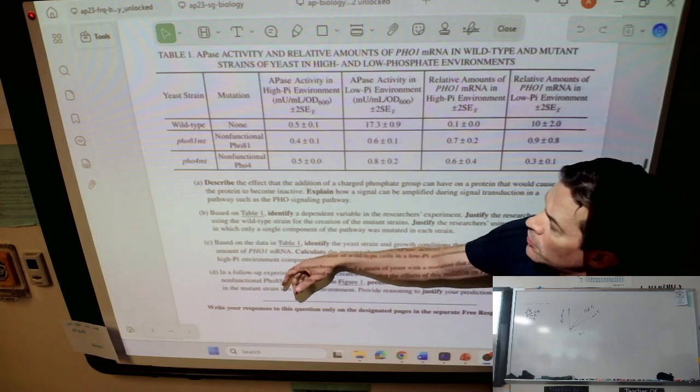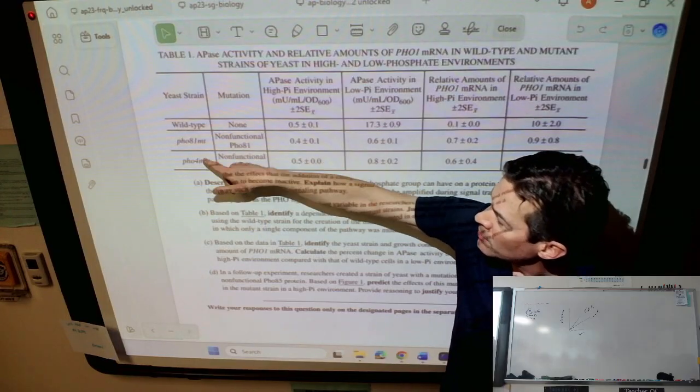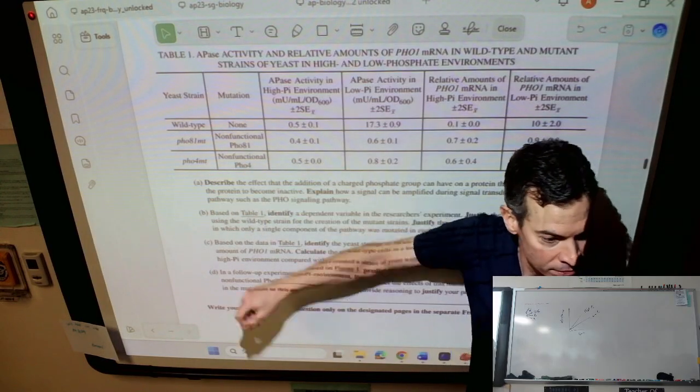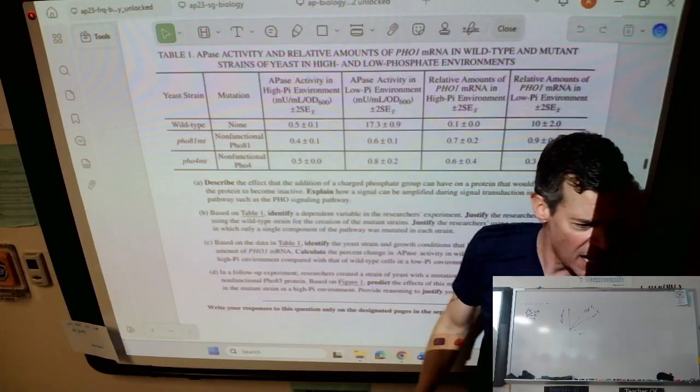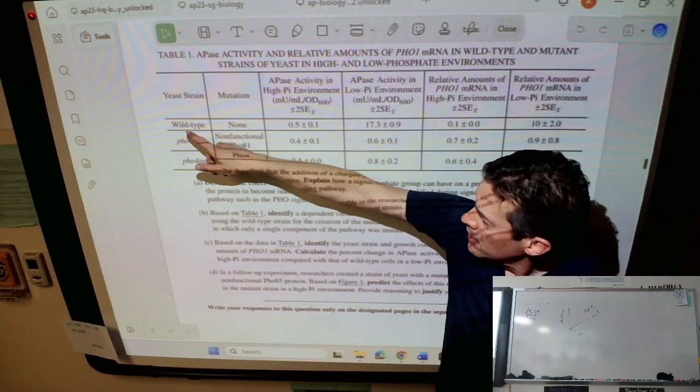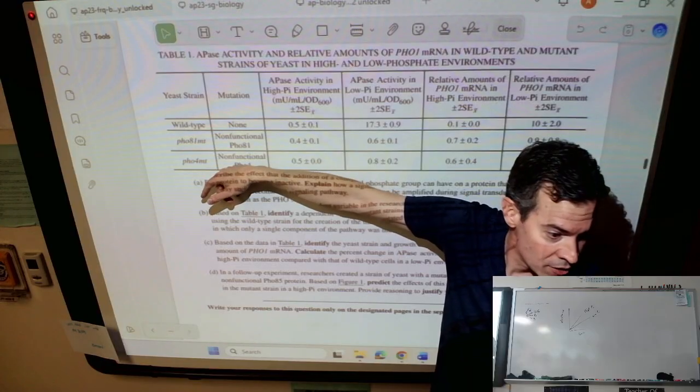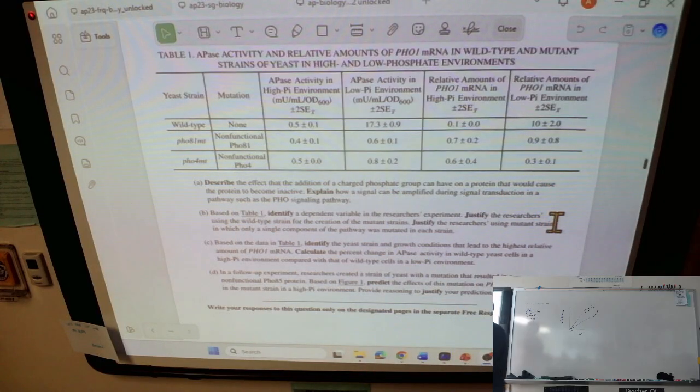I'm either going to be testing it on wild type, mutant 81, or mutant 4. So these would be my independent variables. If they asked me to name an independent variable, I'd say one of these yeast strains, and I'd pick one. Or if I said one of the yeast strains, they'd probably give me credit.